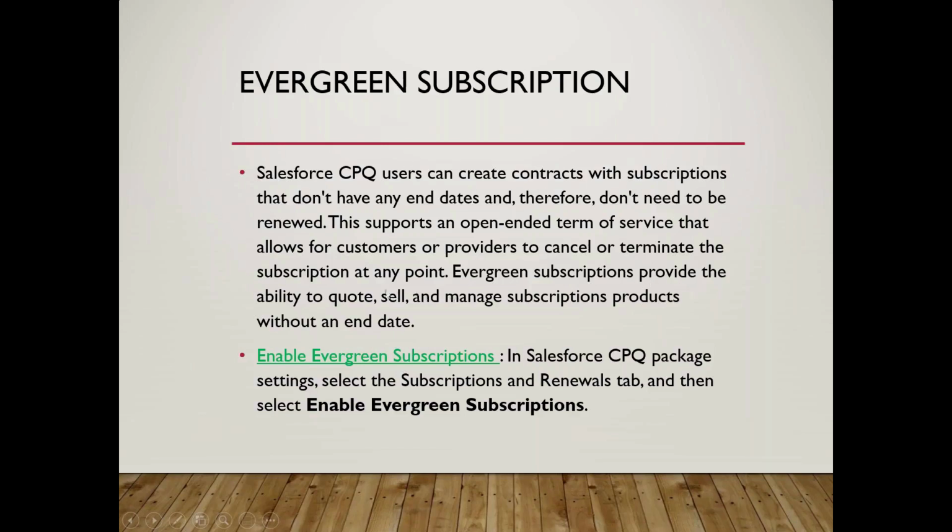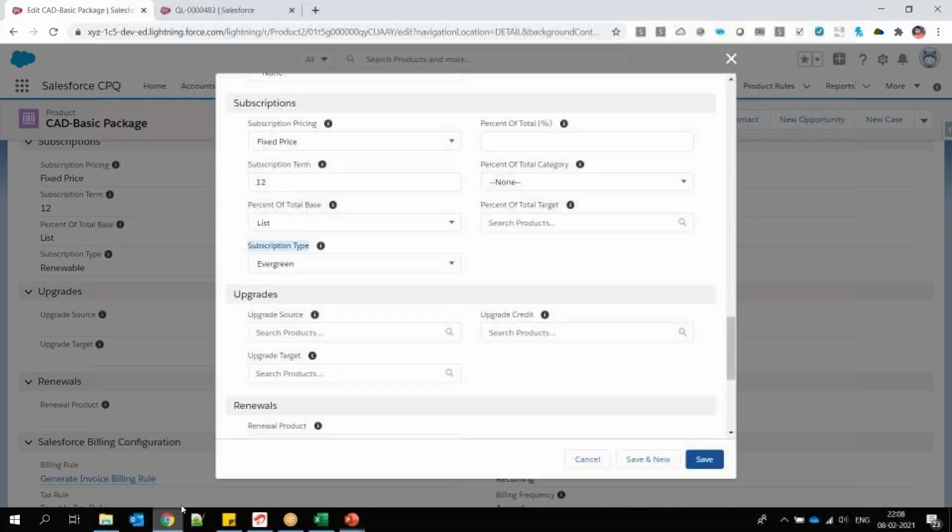So Evergreen subscription provides the ability to quote, sell, and manage subscription products without an end date. Okay, so this is how the Evergreen subscription product works. But there are some limitations, and once you enable that in your org, you cannot disable it. So how to enable that? Let me show you. We are discussing Evergreen, so let's discuss that.